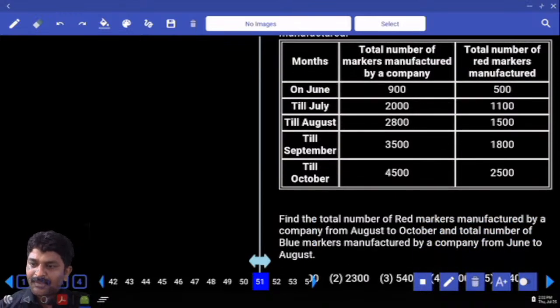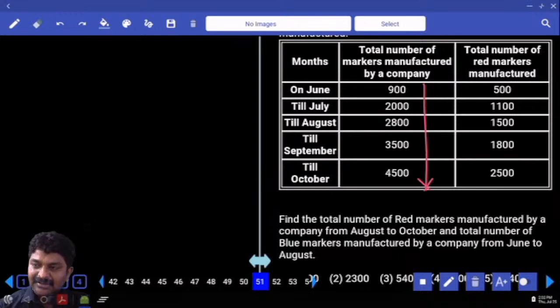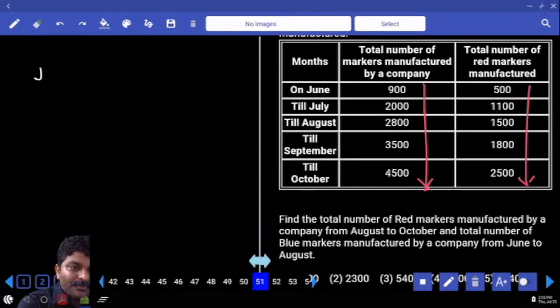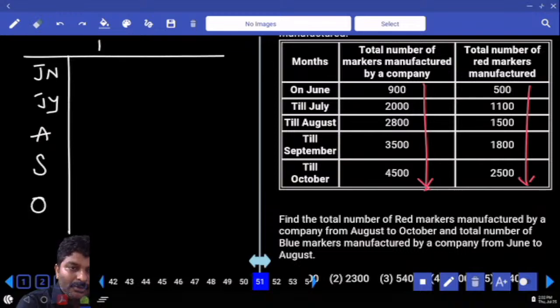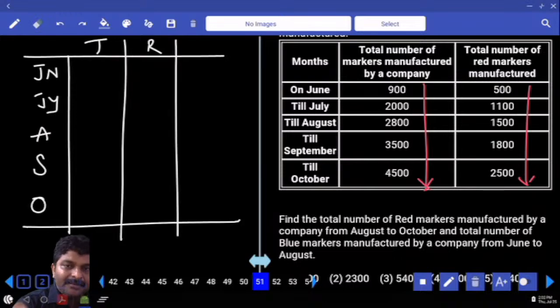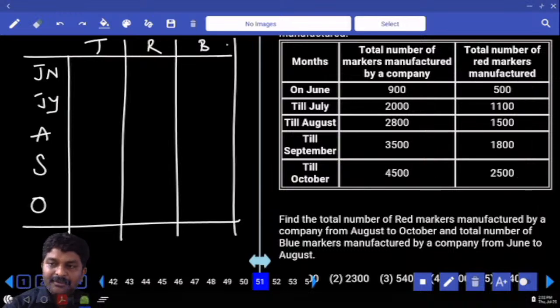Okay now? But it is cumulative. June, July, August, September, October. Total, red and then blue. Right. Come on. First one.